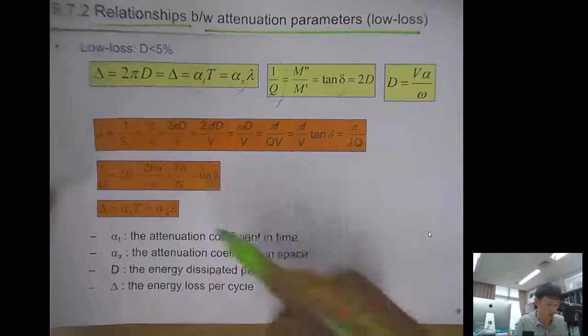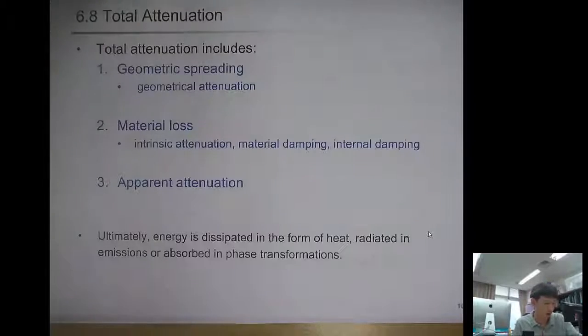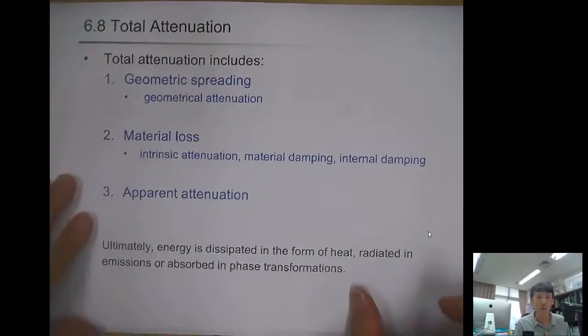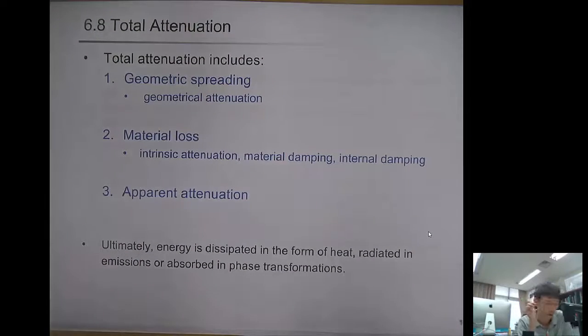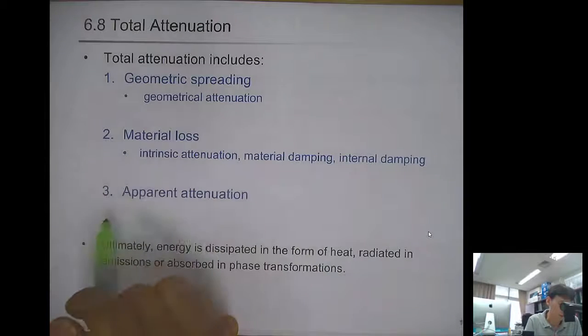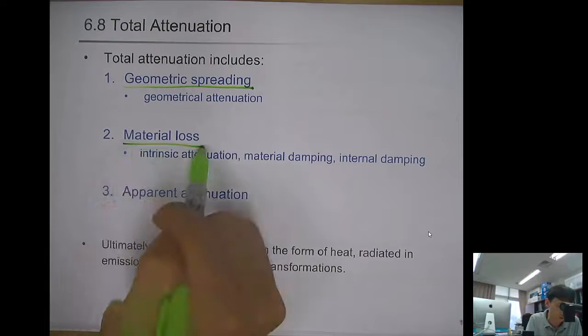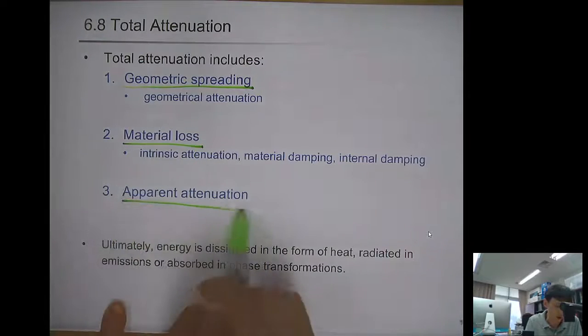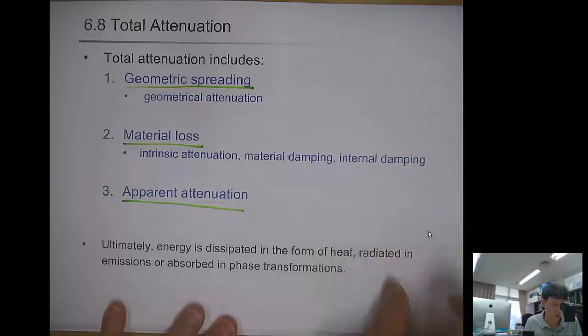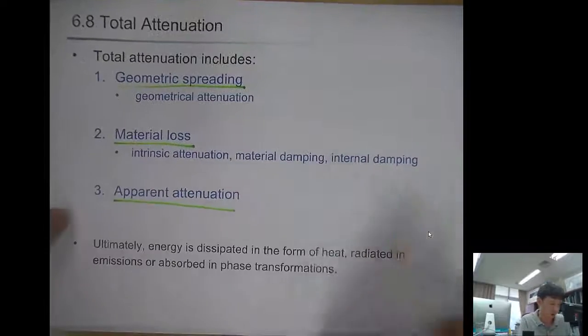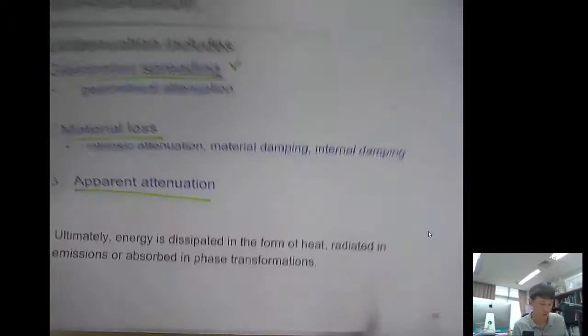And there are numerous coefficients. So then total attenuation includes three types of attenuation. One is geometric spreading, the second is the material loss, and the third is apparent attenuation. We're going to talk about these one by one. So let's talk about the geometric spreading first.